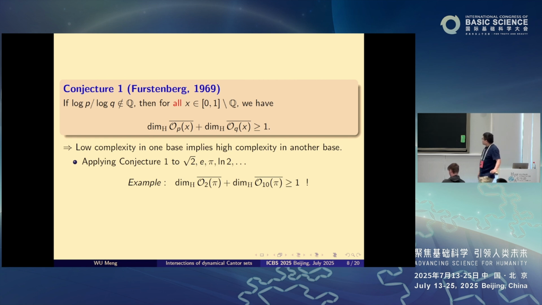So if we apply this conjecture to some classical constant like e, pi, for example, 2 pi, then we can deduce that, for example, base 2 and base 10 are independent. In this case, Fürstenberg's conjecture tells you that if you express your pi in decimal expansion or binary expansion, one of the complexities should be at least 1/2. That's extremely strong if such a result is possible.